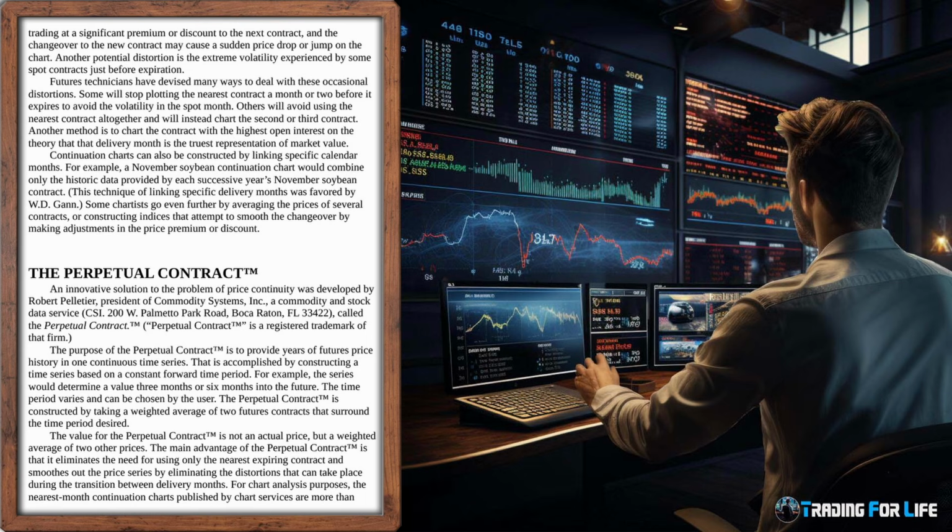The perpetual contract. An innovative solution to the problem of price continuity was developed by Robert Pelletier, president of Commodity Systems, Inc., a commodity and stock data service.